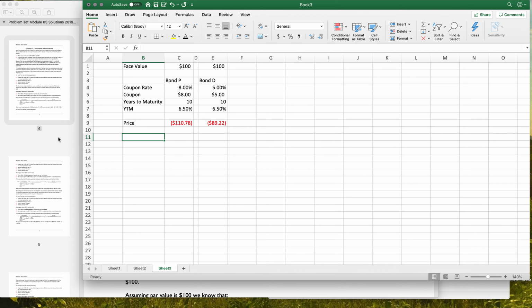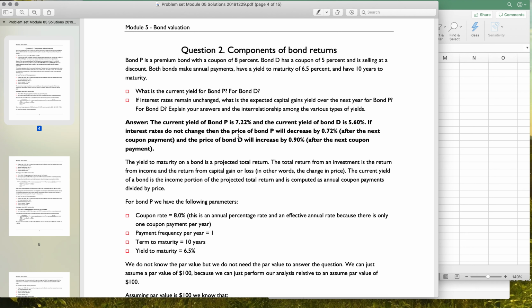Okay. So the first question is current yield. The current yield is just going to be the coupon divided by, and since price is negative, I'm going to put a negative in front of that just to make it a normal number. 7.2% and 5.6%. All I did was coupon divided by the negative price. And you'll notice that that is the answer. Okay, so the next question is, if the interest rates remain unchanged, what's the expected capital gains yield over the next year for bond P and bond D?